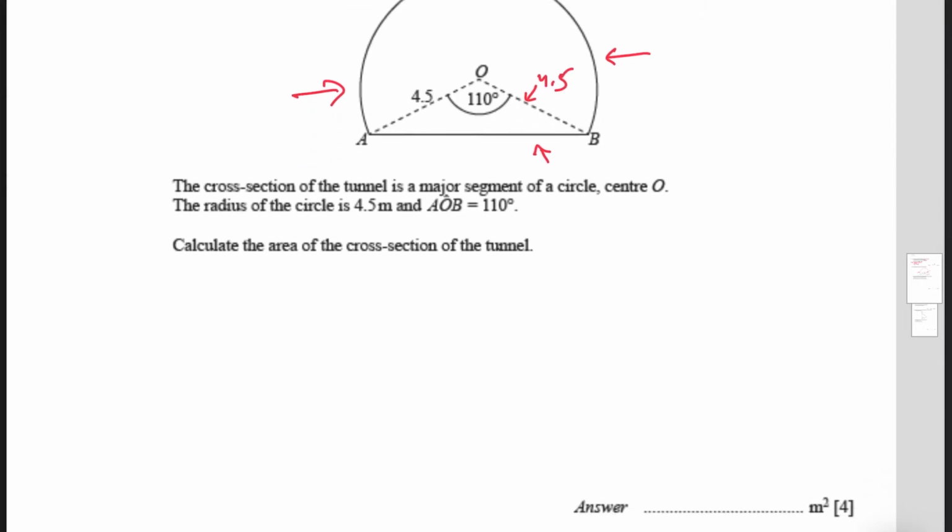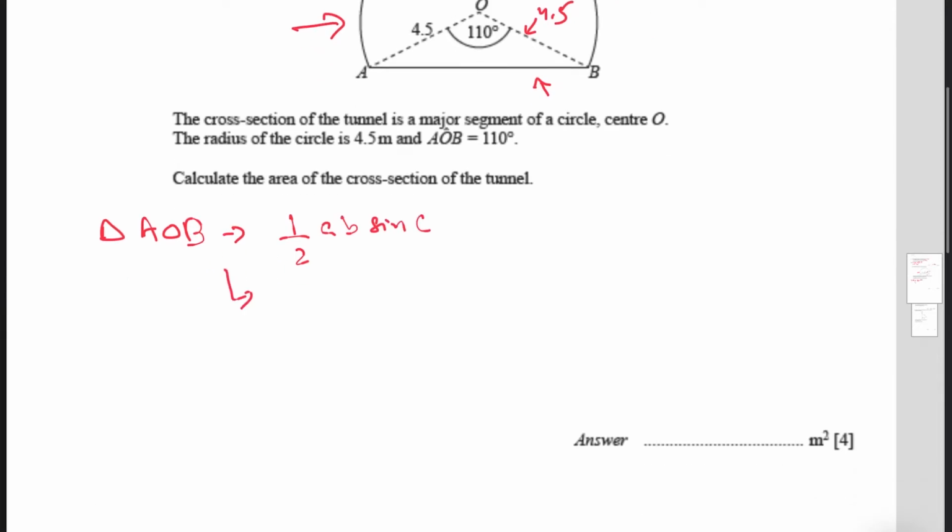Okay, so the area of triangle AOB can be found by using this formula, half ab sine C. Let's plug in these values. So you do half times 4.5 times 4.5 times sine 110. Let's see what we get. We do 0.5 times 4.5 times 4.5 times sine 110. So we get 9.51 meters squared, which is the area of the triangle.